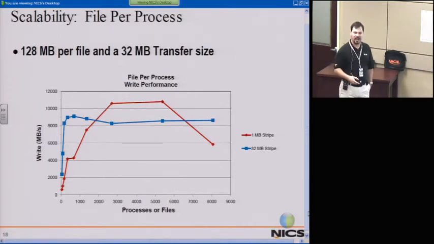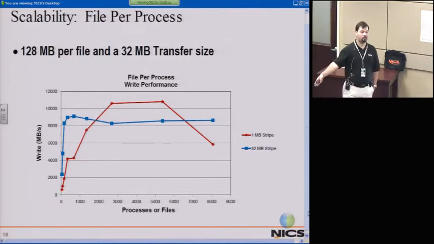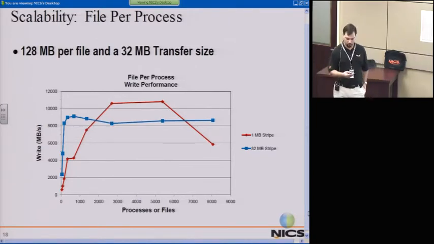Using a 32 megabyte stripe size, the peak comes sooner. That's because you're filling up your bandwidth a lot quicker. But it still has the same overall sense where at a low number of processes or files, you get lower performance, you increase performance as you fill up the bandwidth, and then as the processes conflict with one another or battle over the same file system resources, you get a decrease in performance.